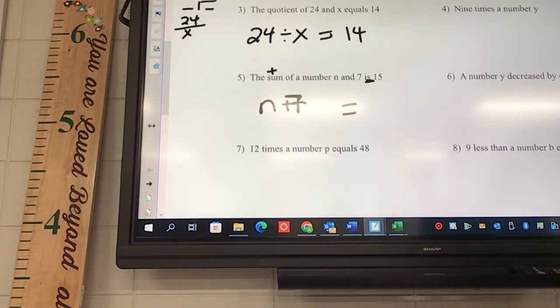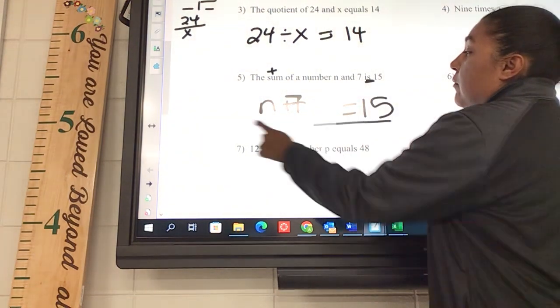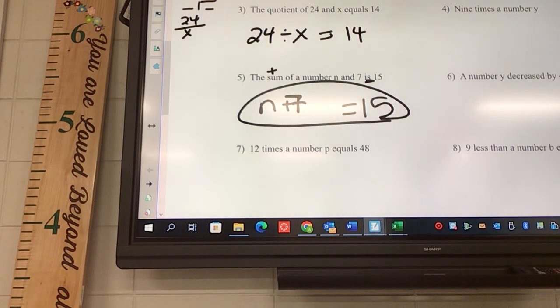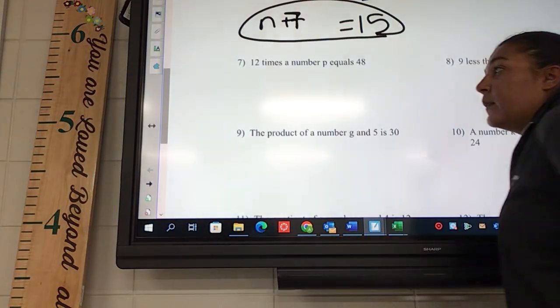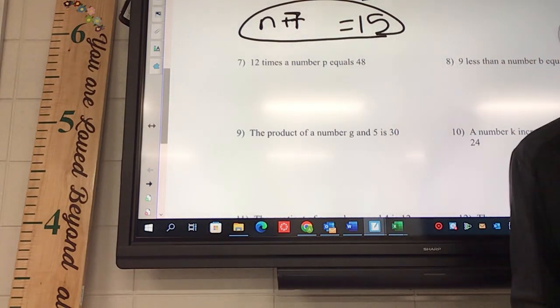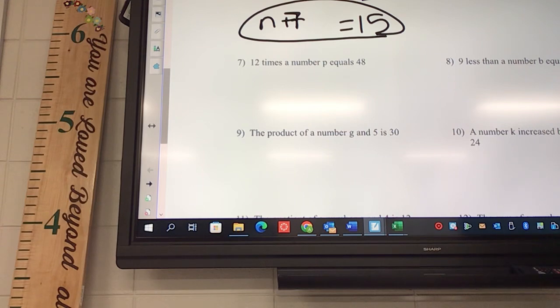Okay, is what? 15. Okay, 12 times a number p equals 48. Okay, so there are 2 ways you can write it for a times. What are they? The one is the most obvious. With the x, right? That means times. What's the other way? We just talked about it. A dot. You can put it right next to each other, okay?